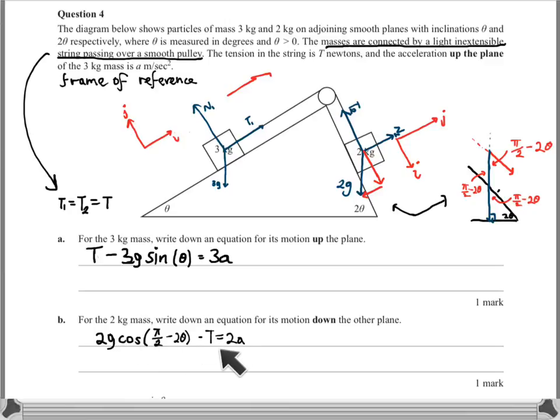And then I subtract the tension, go in the opposite direction, and that's 2 times the acceleration. Okay, now I'm going to use some rule on the symmetry of circular functions to express this in another way. Okay, when we subtract from 90 degrees or pi on 2, we get the complement of the function, and so it's just sine of 2 theta, sine of the small angle. And there we have it. There's our 2 equations of motion. Marvelous. Let's look at the next part.